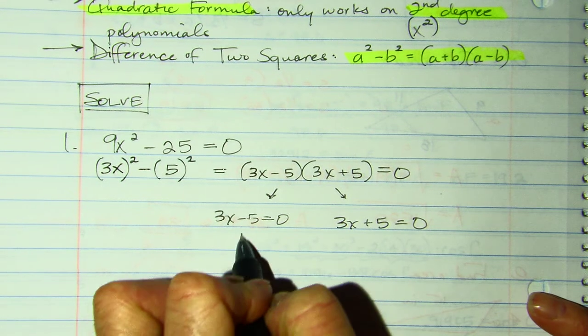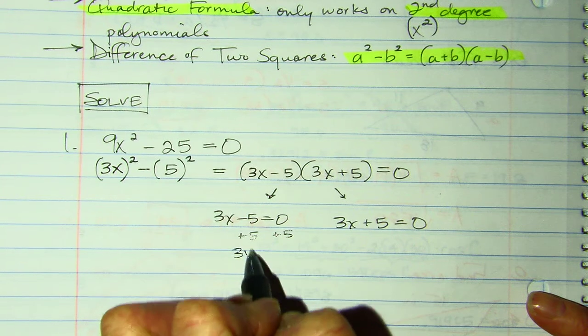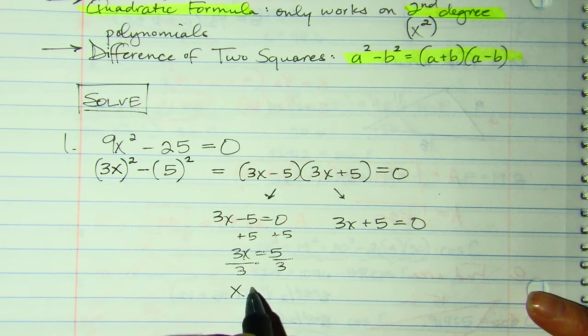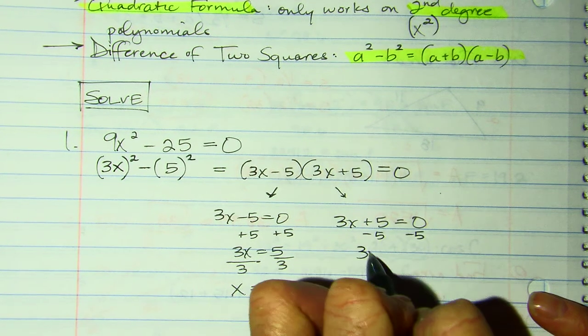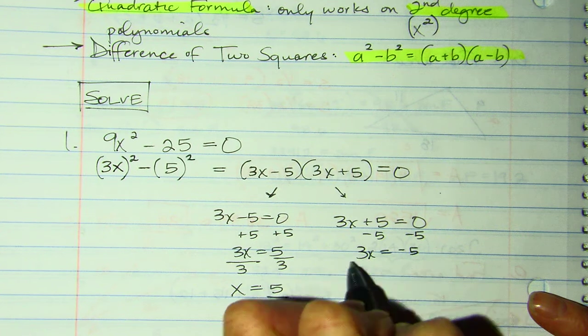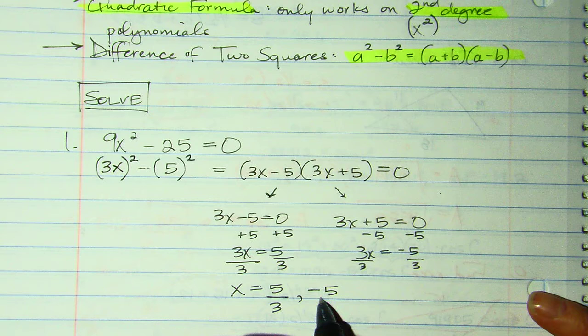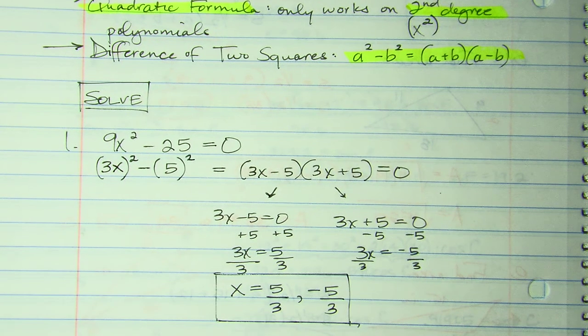So I'm going to add 5. 3x equals 5, divide by 3. x equals 5/3. On this side, I would subtract 5 from both, right? 3x equals negative 5, and then divide by 3. And x equals negative 5/3. So that is one way to solve this one.